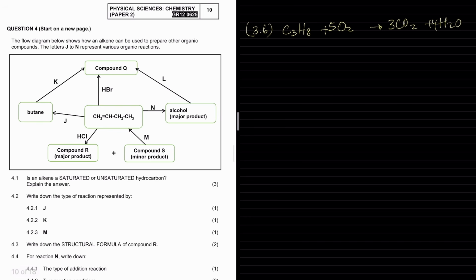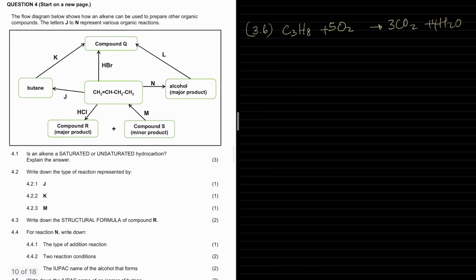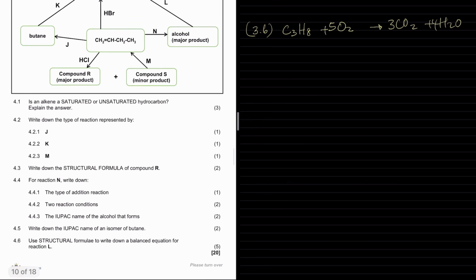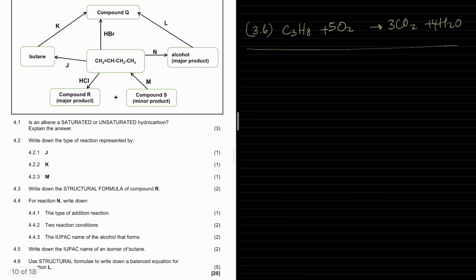Okay, let's move on now to question number 4. Question number 4 says, the flow diagram below shows how an alkene can be used to prepare other organic compounds. The letters J to N represent various organic reactions. Okay, so question 4.1, is an alkene saturated or unsaturated? So an alkene is going to be unsaturated, and that's because it contains double bonds.